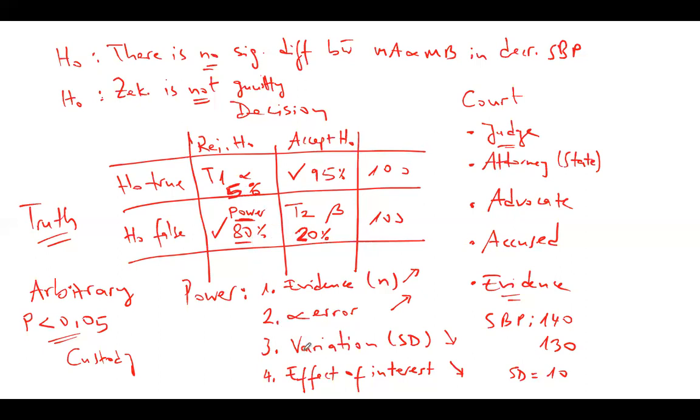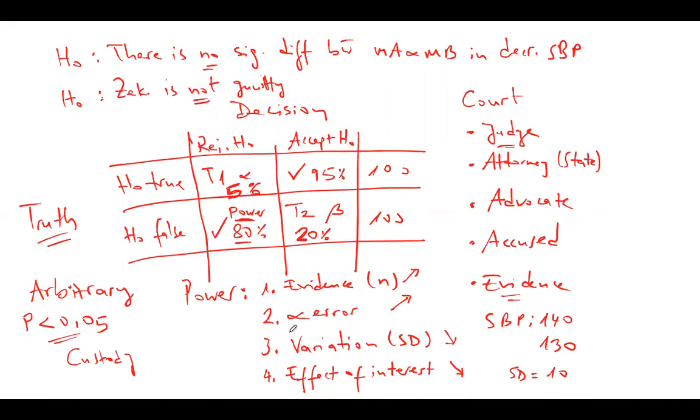If you have a high variation, your power will decrease. If you have low variation, your power will increase. And the effect of interest is the amount of difference you are going to catch, the amount of difference you want to study. If you want to search for a large amount of difference, that's easy to find.